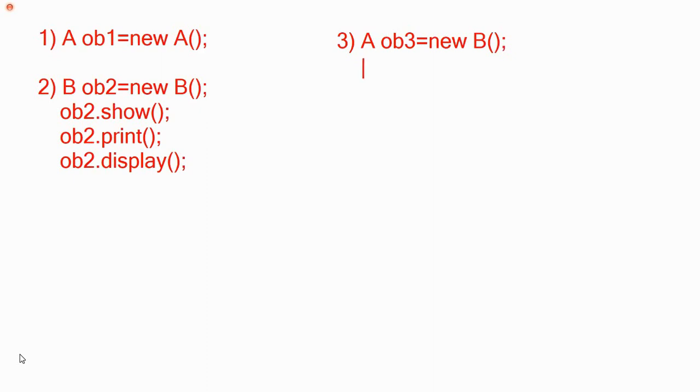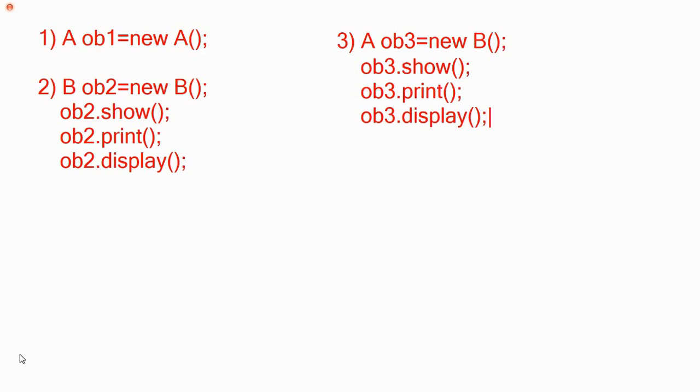Now, OB3 dot show. Is it valid or not valid? Valid. Show method belongs to which class? A class. OB3 dot print. Valid or not valid? Valid. OB3 dot display. It is not valid. Okay.